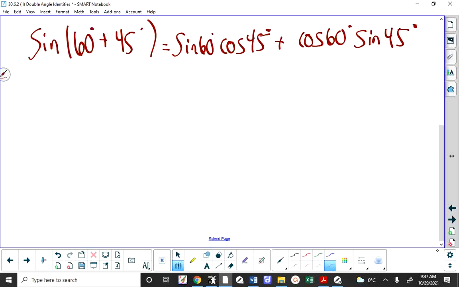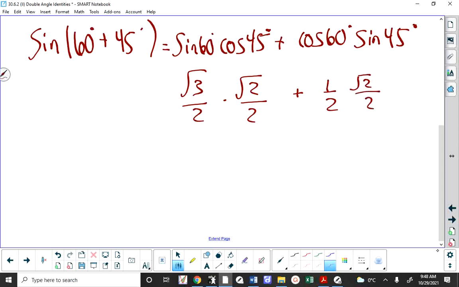Just to shave a bit of time off here, because I think I know where the big bulk of this question is coming from, I'm not going to explain how we get these. Sine of 60 degrees is root 3 over 2. Cos of 45 is root 2 over 2. Cos of 60 is 1/2. Sine of 45 is root 2 over 2. In fact, this is almost identical to what we did before. And we put this all together, and you get root 6 plus root 2 over 4. And that is the sine of 105 degrees.